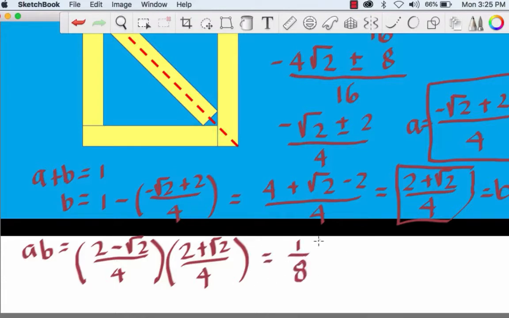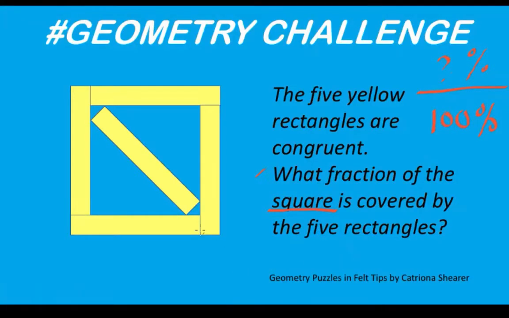Now, knowing that the area of this yellow rectangle is 1 over 8, at this point we now know that the area of one of these rectangles is 1 over 8. And there are how many rectangles like that? You have 1, 2, 3, 4, and 5. There are 5 yellow rectangles whose area is 1 over 8.